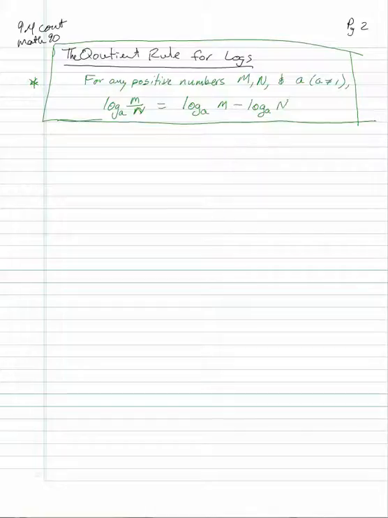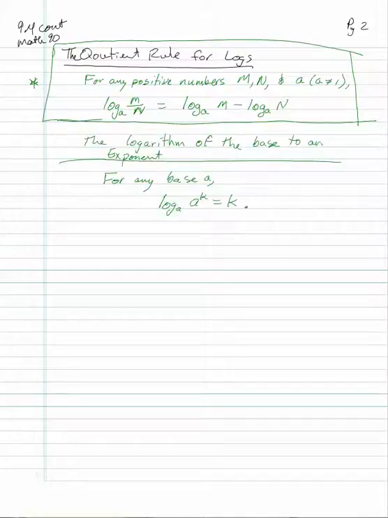And then I already wrote this one down, but I'll write it again. It's if you take a logarithm of a base to an exponent. Okay, so again, log of a to the k. Now, if those two bases match, they kind of cancel each other out, and you just get the power.